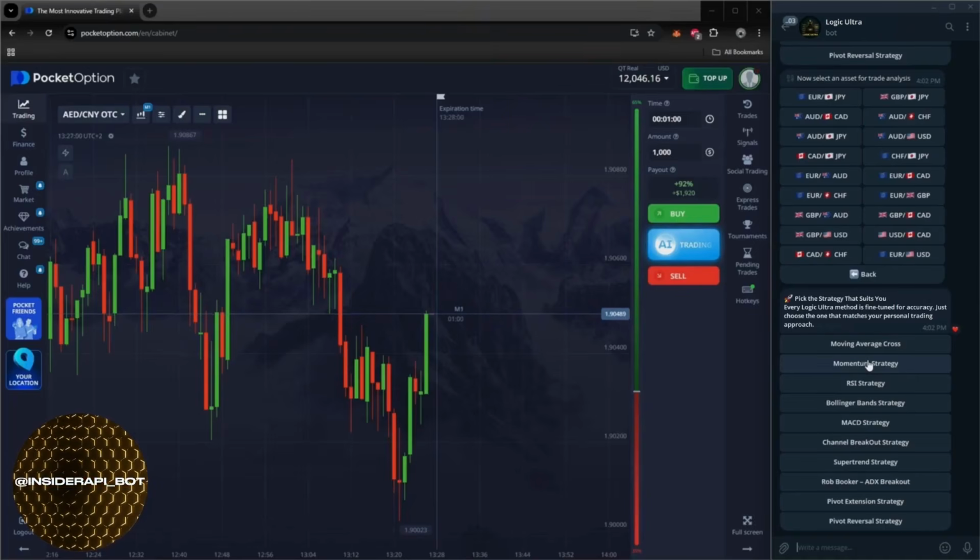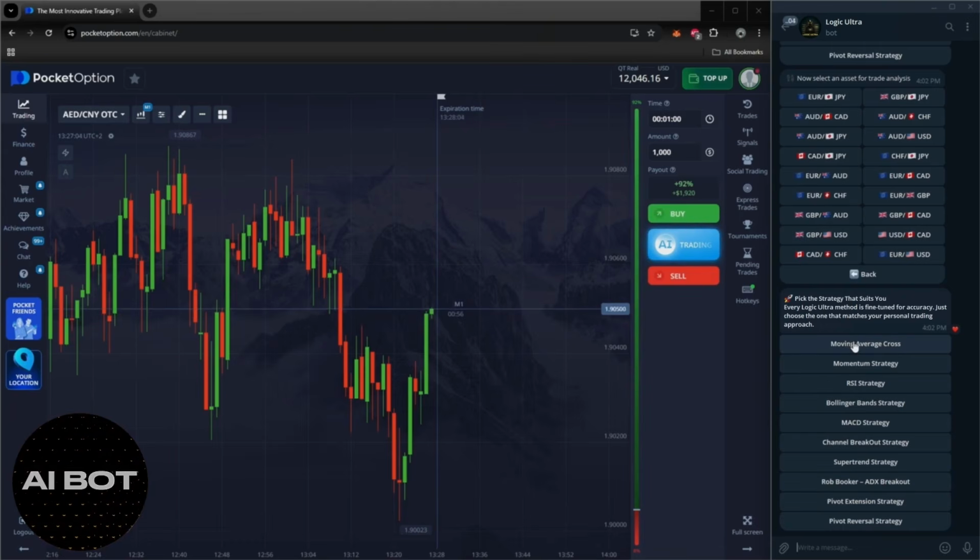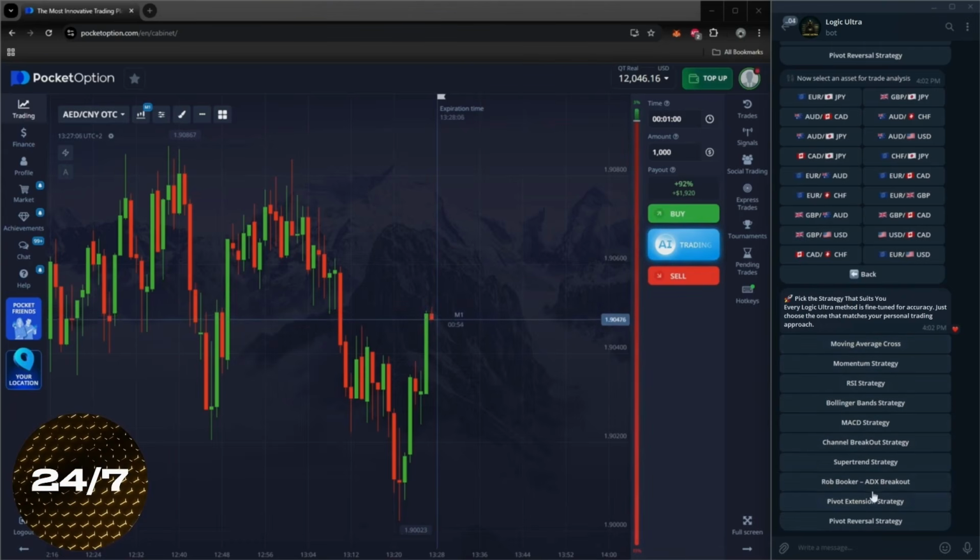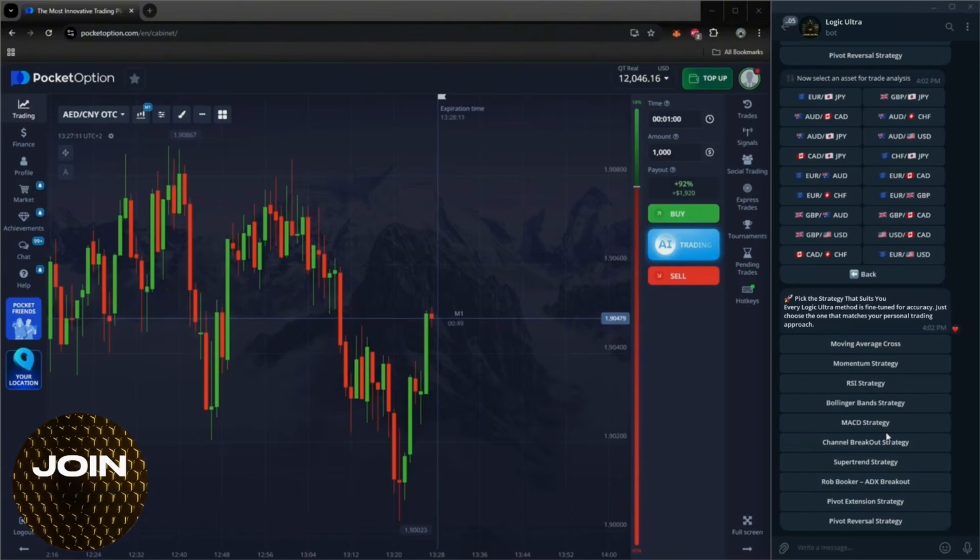Alright, so here we have our trading robot. On the right side, we have a list of 10 strategies that are available currently. However, we're going to expand that list. We're going to add more strategies. We're casting these strategies manually before adding them to the robot.